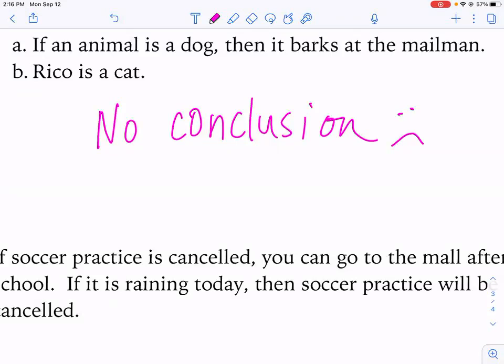Isn't that a collusion? He doesn't though. No matter what he does, he will not bark at the mailman. How do you know? We don't have that. I mean, we could say Rico is a seal. I have a cat named Rico. Well, a seal can bark. Yeah, a fox can bark. Maybe just a dog and a cat.